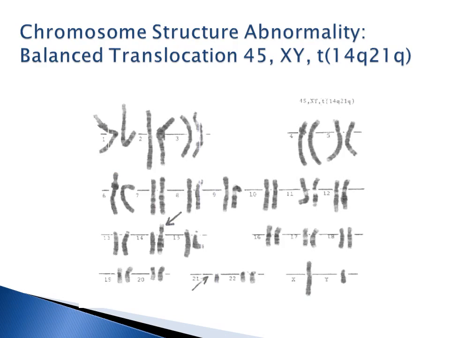Okay, this is a karyotype looking at a balanced translocation. So you have 45,XY, one X, one Y, this is a male, the little t, which indicates a translocation. And if you look at chromosome 14 in the arm Q, you can see that that chromosome is abnormal. So there's been a translocation in that area. There's an arrow pointing to 21, band Q. So there's been a translocation between chromosomes 14 and 21 in the Q bands.